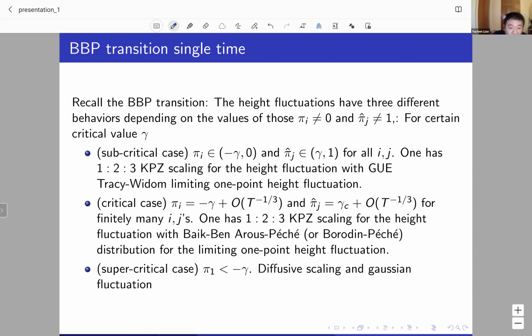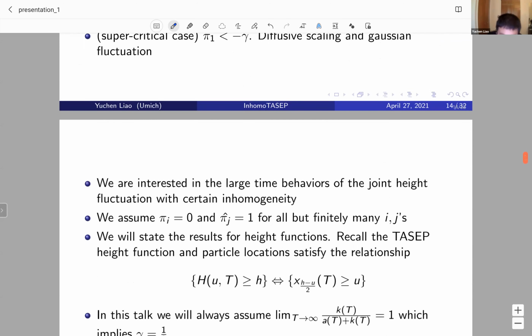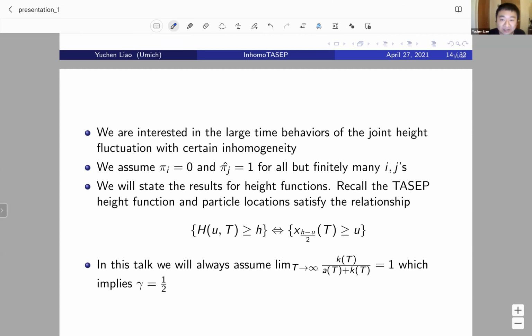And the crossover between these two is when your pi is around the critical value with a window of t to the negative one third. Then we have the same KPZ scaling 1, 2, 3, but the fluctuations are described by some finite rank perturbation of the GUE Tracy-Widom law, known as the Baik-Ben Arous-Péché law, or with two sets of parameters, it really should be called the Borodin-Péché law. But I haven't heard it called in this way. So anyway, that's what's happening in the single time case, and exactly the same thing can be described at the multi-time level.